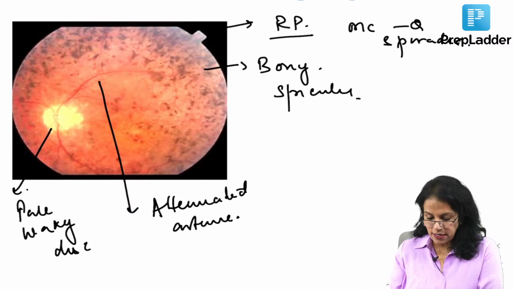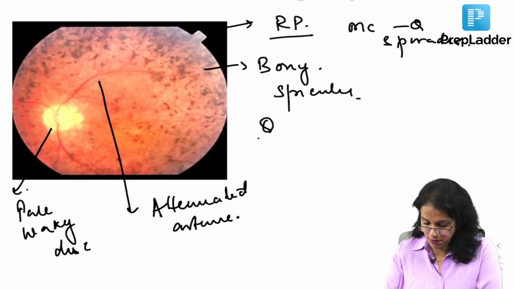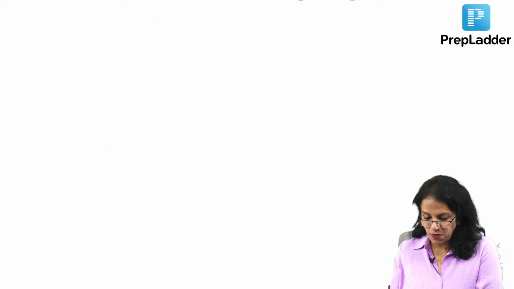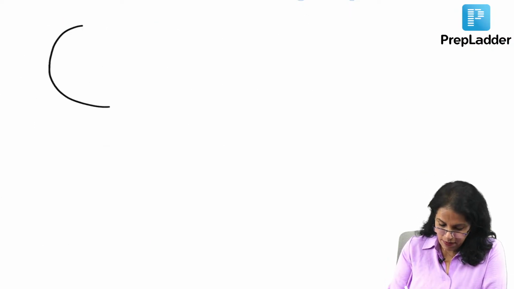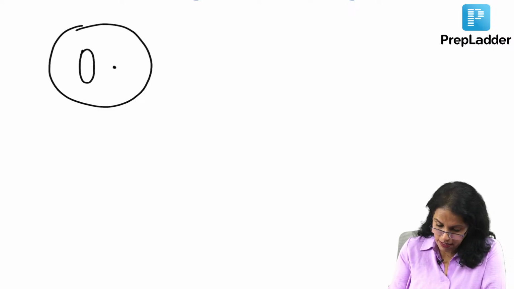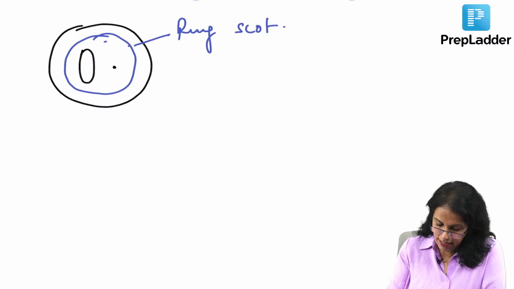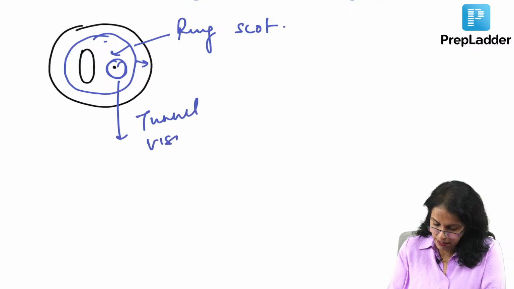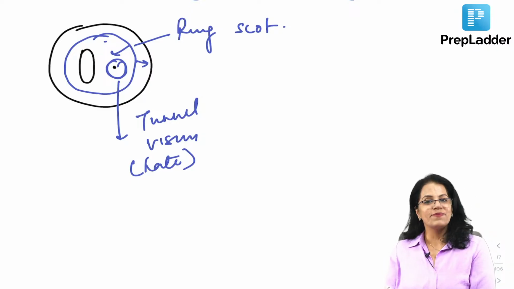What next question is on triad? We just learned. Another question is on field defects. When you talk about field defects, we have made this diagram and learnt in an early case. If it is a typical disease, it will involve the mid periphery first, leading to ring scotoma in an early case, and later when it progresses, we get tunnel vision in the late case, isn't it? So we will remember tunnel vision in late stage, ring scotoma in early case, right?